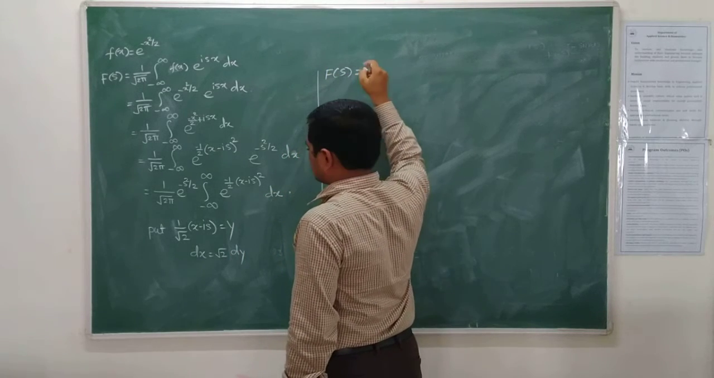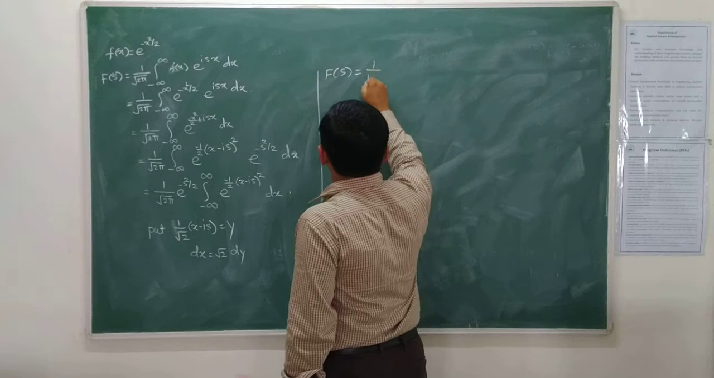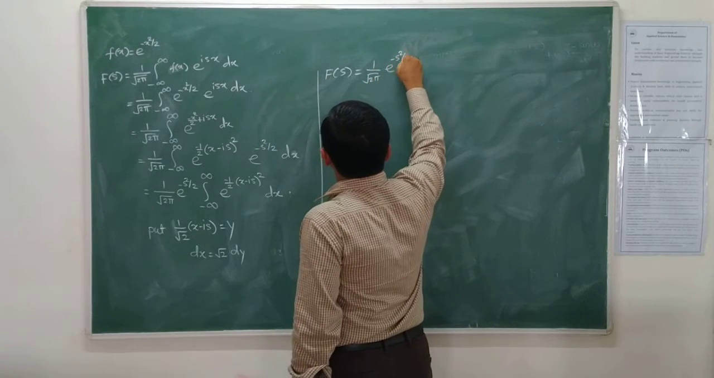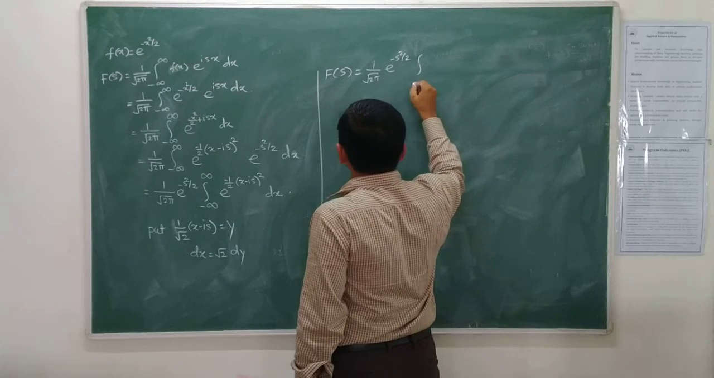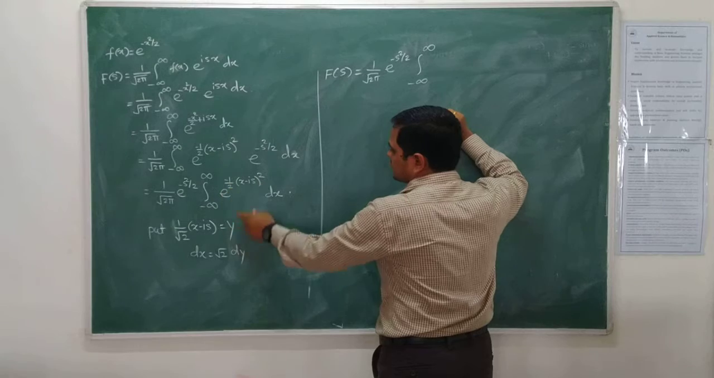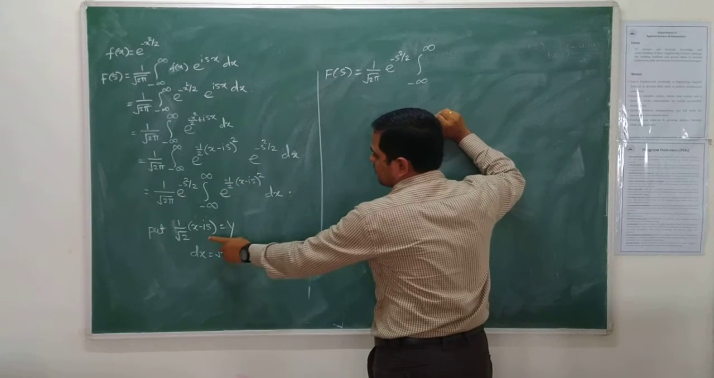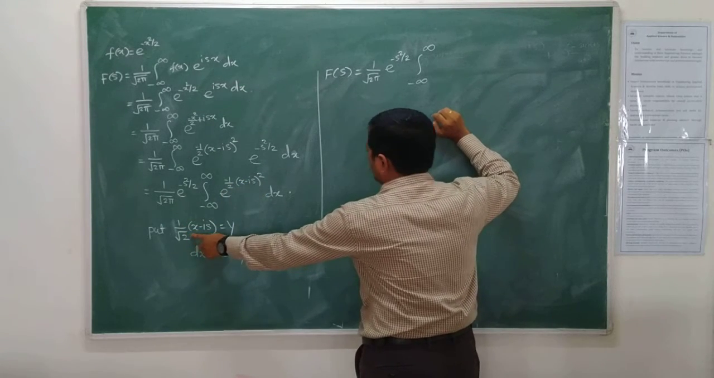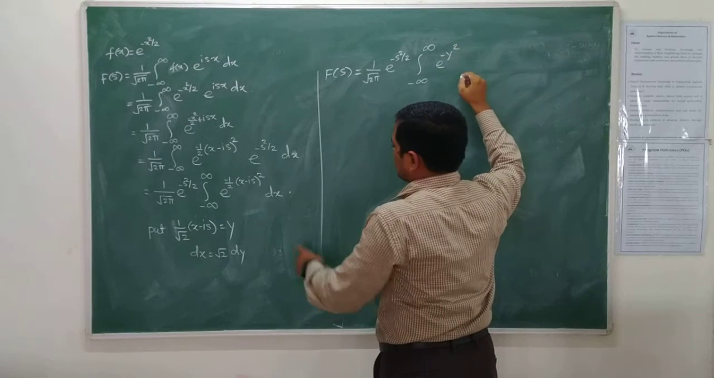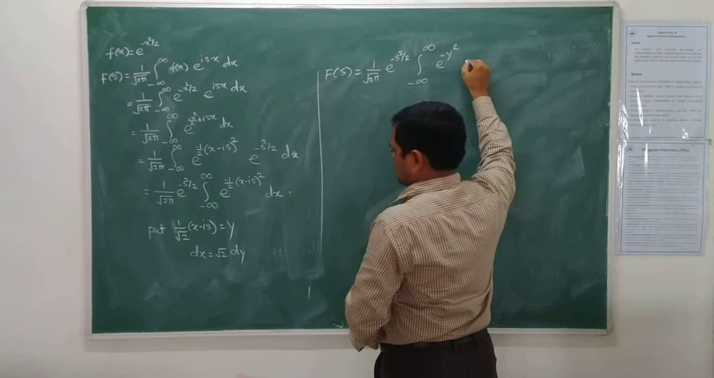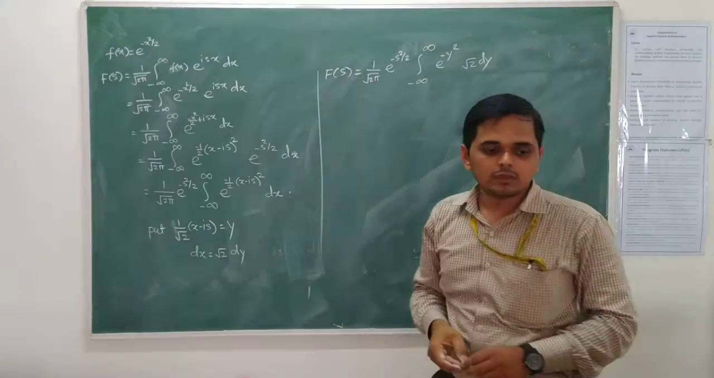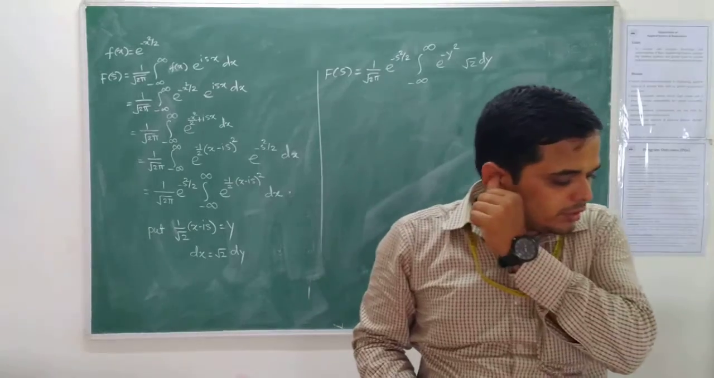1 upon root 2 pi e raised to minus s square by 2, integration from minus infinity to plus infinity, this term is now replaced by y. This is minus 1 by 2, we are taking here 1 upon root 2, hence it becomes e raised to minus y square. And dx is replaced by root 2 into dy.